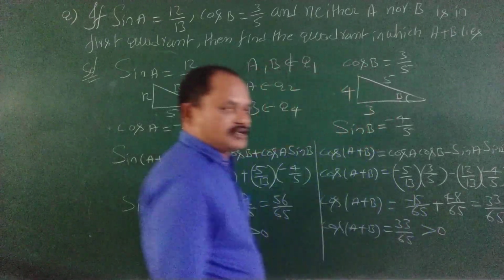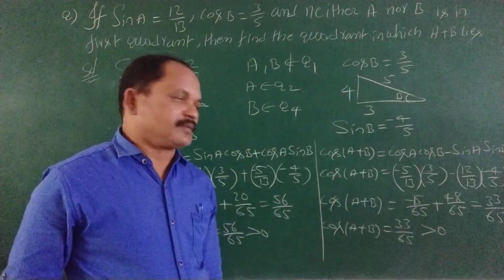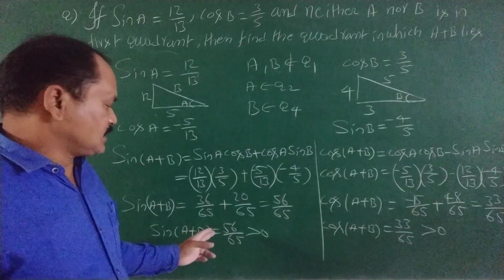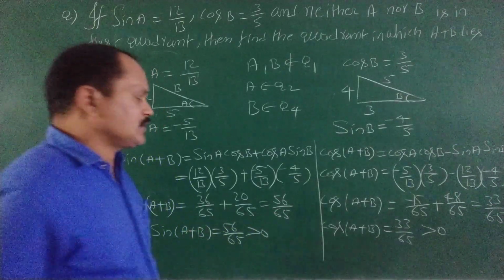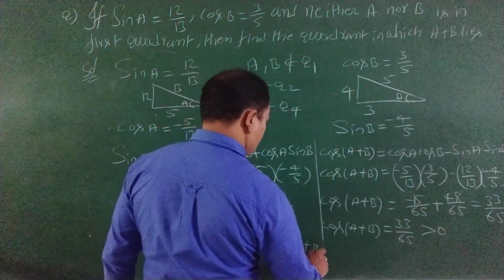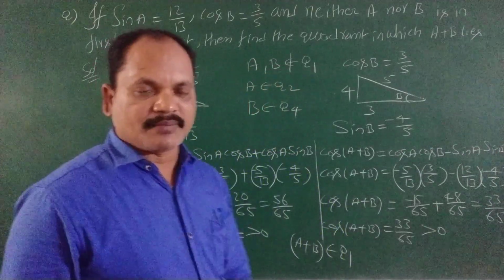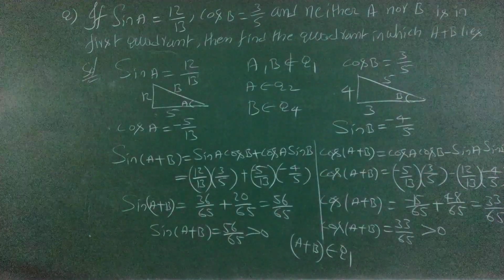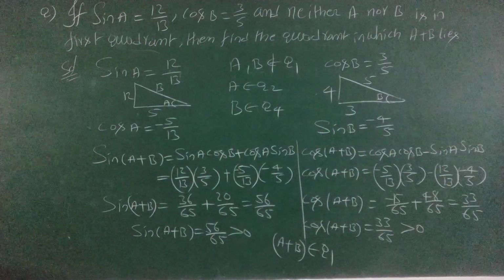So it is also positive. That's why sine is positive and cos is positive. Sine positive, cos positive, that's why A+B belongs to Q1. Both are positive in Q1. So A+B lies in the first quadrant. That's all.